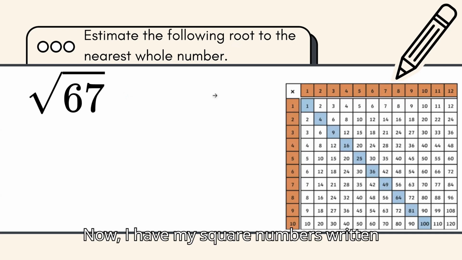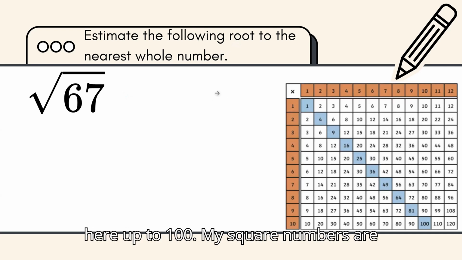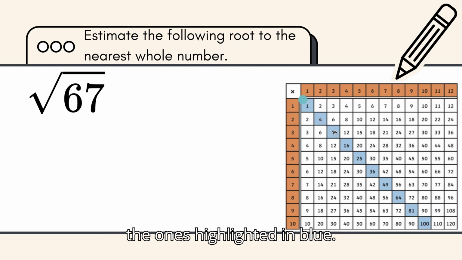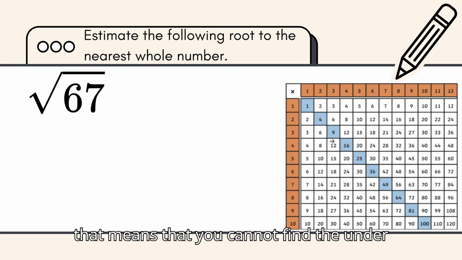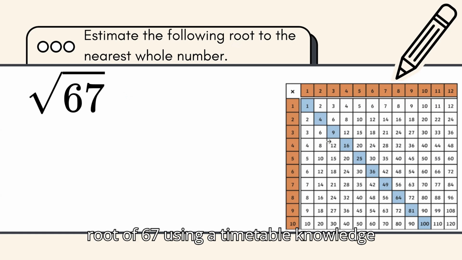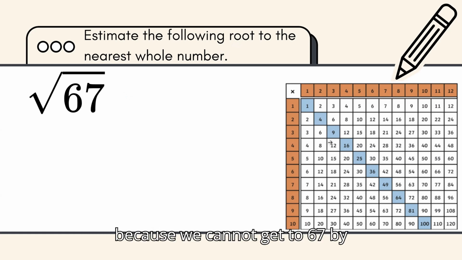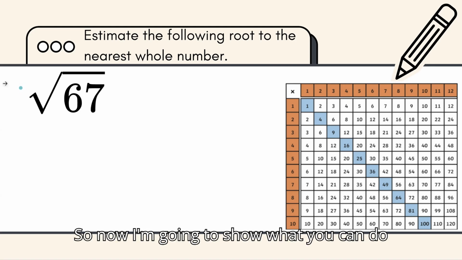Now I have my square numbers written here up to 100. My square numbers are the ones highlighted in blue. Notice that 67 is not one of those square numbers. So that means that you cannot find the square root of 67 using your times table knowledge, because we cannot get to 67 by multiplying a number by itself. So now I'm going to show what you can do here.